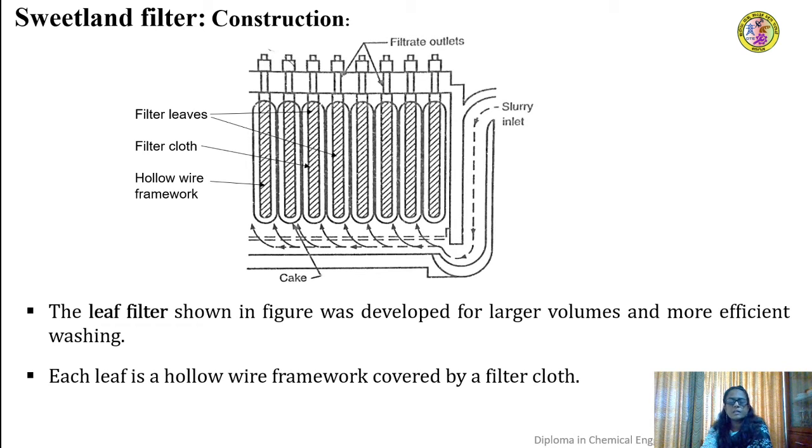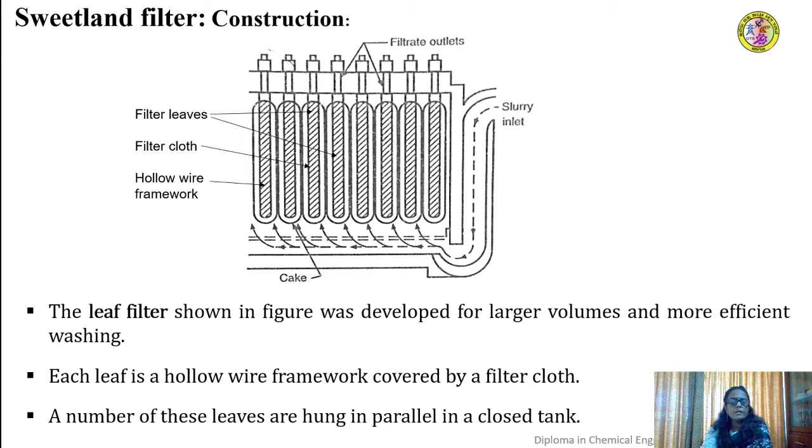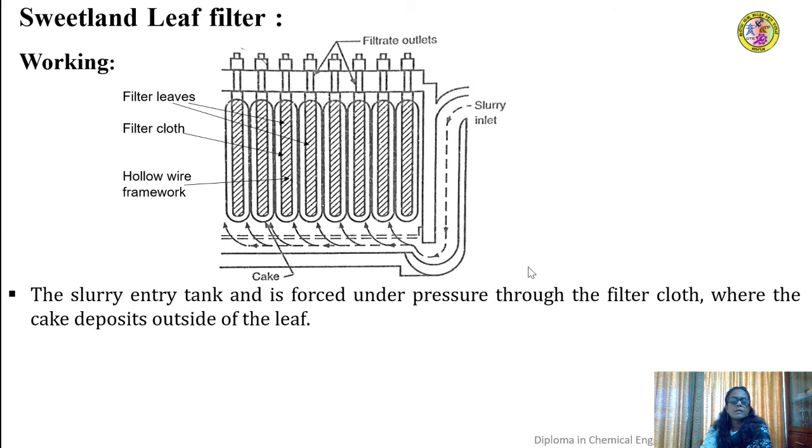As we discussed the structure of each leaf in the previous slides, a number of such leaves are hung parallel in a closed tank. So it essentially consists of a closed tank, and inside the tank a number of leaves will be hung from a top connection. They will be suspended from the top of the tank. The slurry enters the tank. There is an inlet space for slurry on one side of the tank, so it will enter through the inlet pipe.